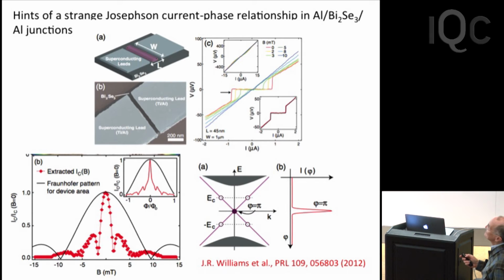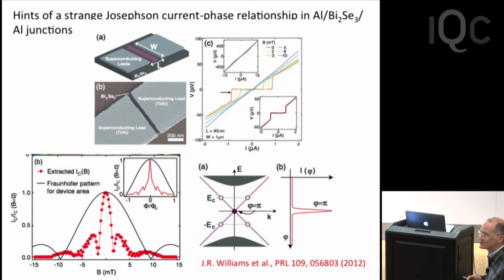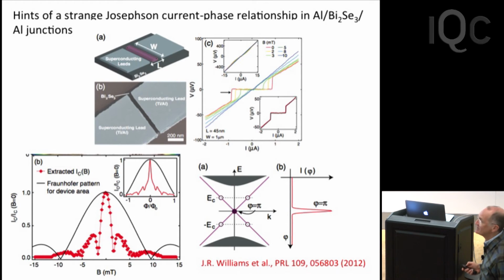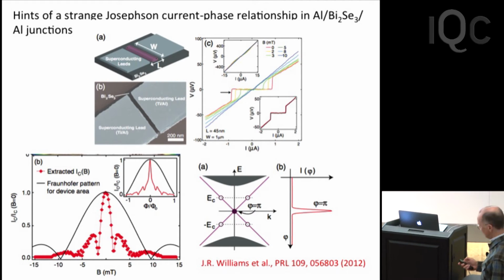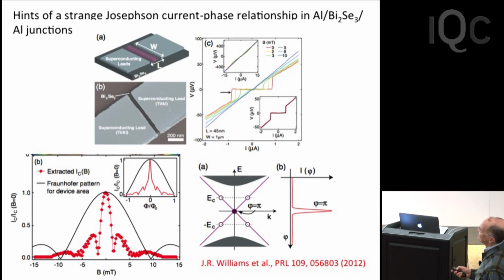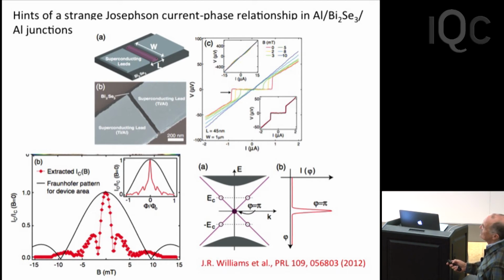There are also hints of a strange Josephson current phase relationship just in studies of junctions. So this is a junction composed of the conventional superconductor aluminum, with the transport going through bismuth selenide. Bismuth selenide is a 3D topological insulator. And so this is David Goldhaber-Gordon's group at Stanford. What they did is they took a flake of the bismuth selenide and photolithographically defined a junction.